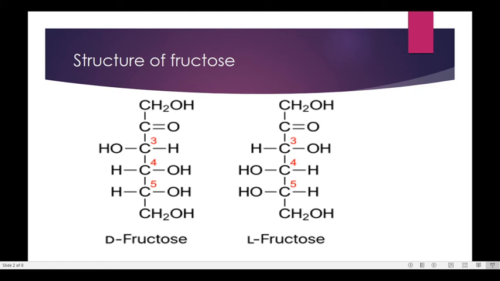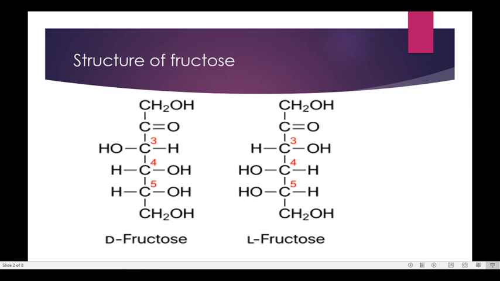And the optical isomers for fructose are D-fructose and L-fructose. D stands for dextrorotatory and L for levorotatory. So D-fructose rotates the plane polarized light to the right hand side or in clockwise direction, and L-fructose or levorotatory fructose rotates the plane polarized light to the left hand side or in anti-clockwise direction. And these two structures are optical isomers to each other, and they are mirror images of each other.